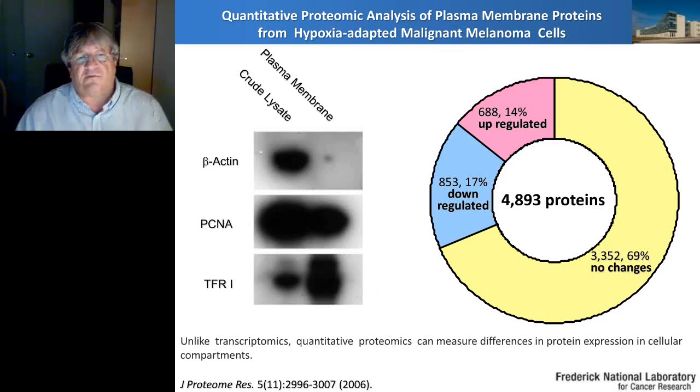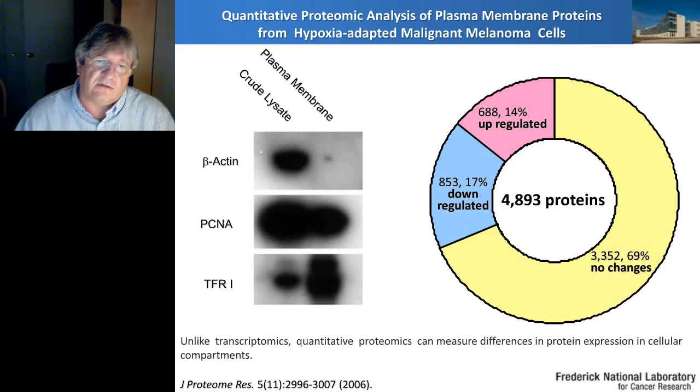So one of the studies that we have done early in 2006 is basically we are looking into the plasma membrane proteins of a hypoxia-adapted malignant melanoma cell line. Proteomics is not trivial. We don't have the luxury to amplify gene products like you can amplify genes. So sample preparation is an extremely important part of the proteomic analysis.